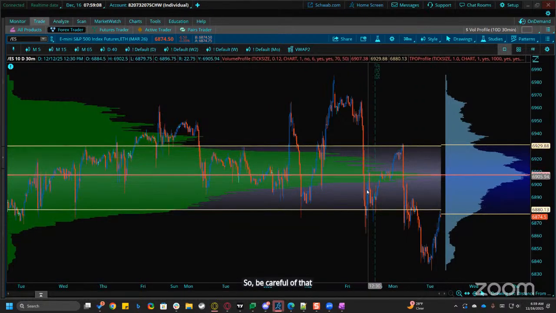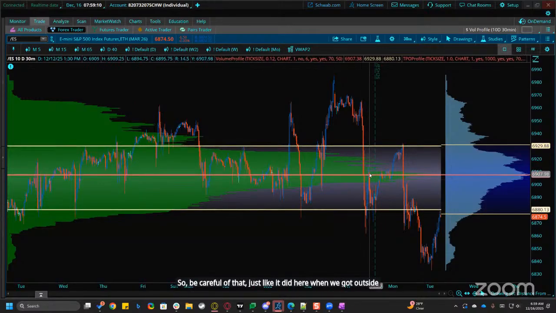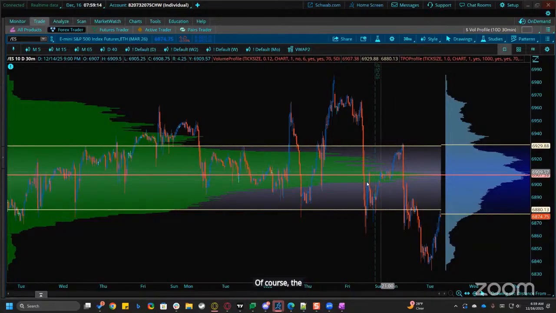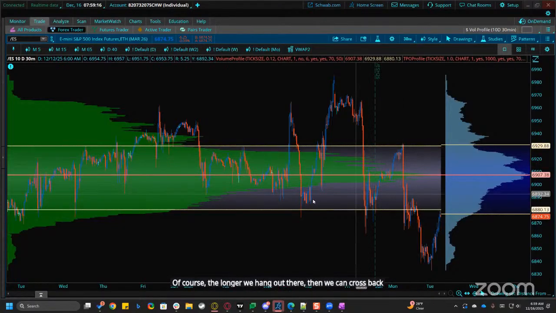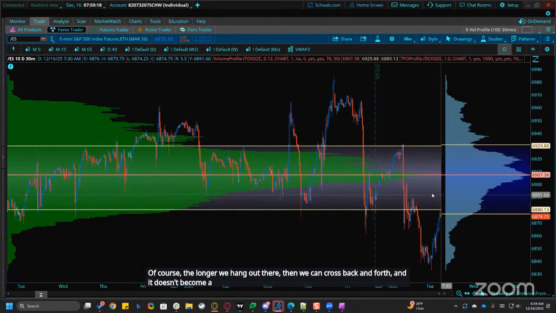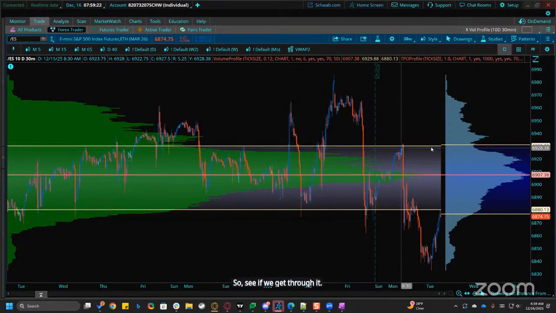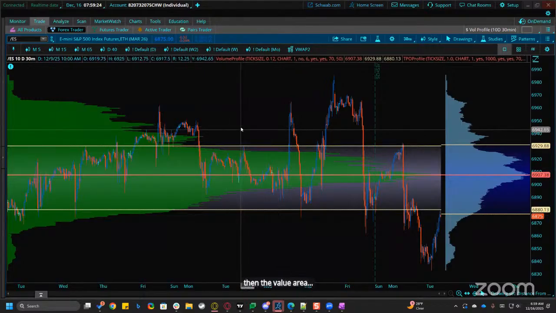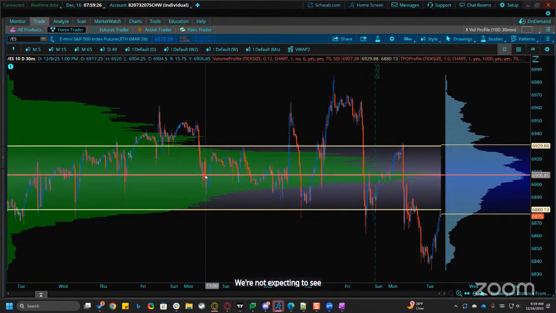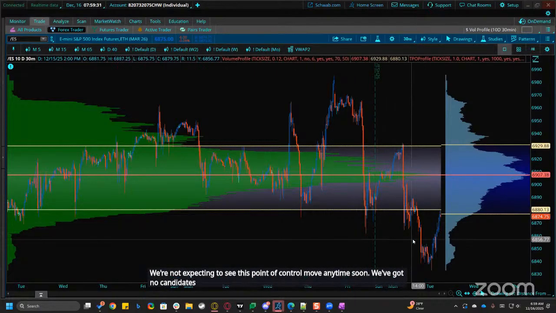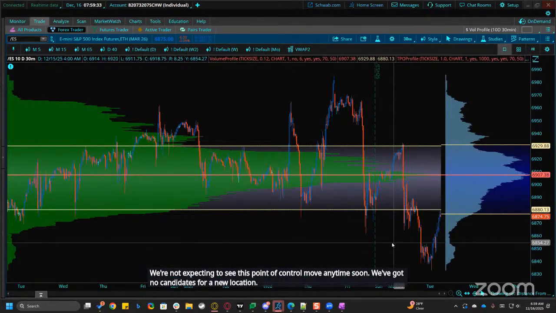Just like it did here when we got outside of the value area and we came back at it, it was resistive. Of course, the longer we hang out there, then we can cross back and forth and it doesn't become a support or resistance. So see if we get through it. Then the value area, we're not expecting to see this point of control move anytime soon. We've got no candidates for a new location. Nothing.